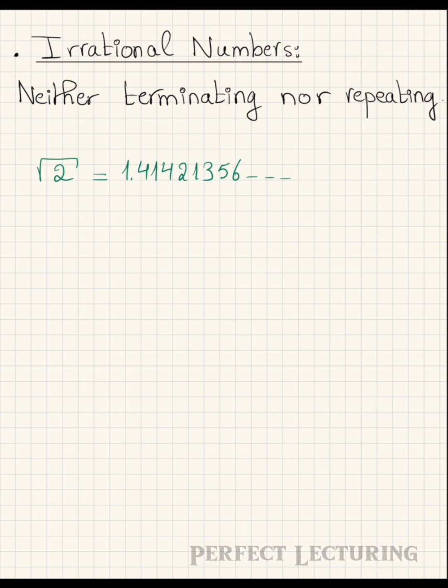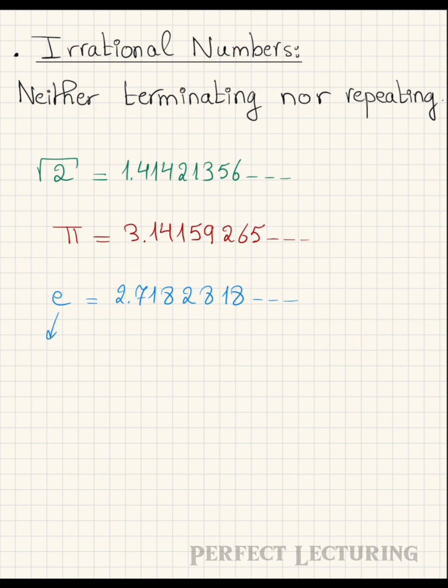Another example is pi. What is pi? It is 3.14159265. Again, there is no pattern here. One more example is e. What is e? It is 2.7182818, etc. Again, there is no pattern here with this number. E, by the way, is called Euler's number.